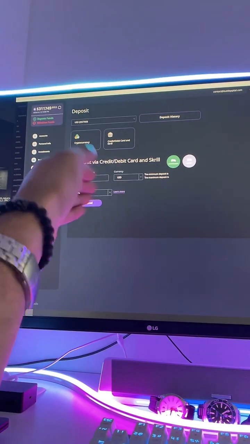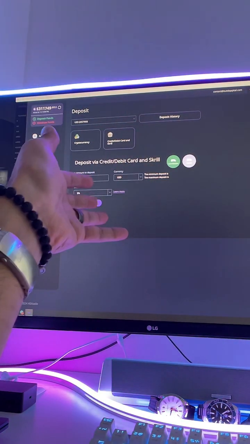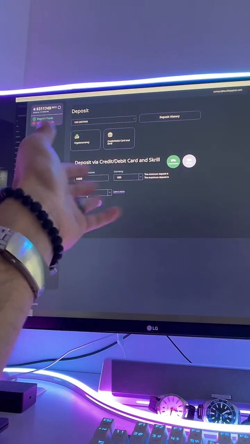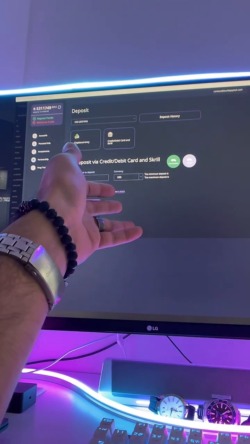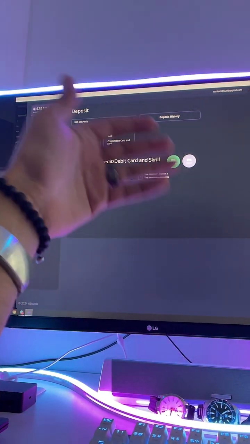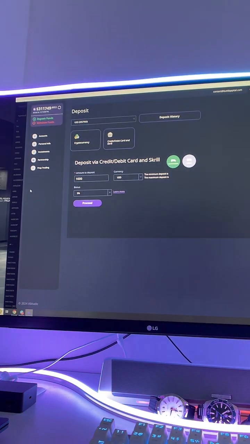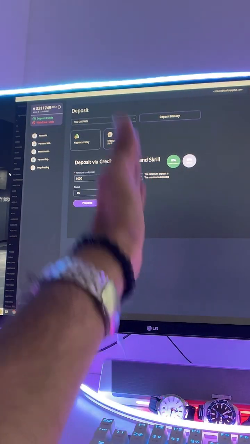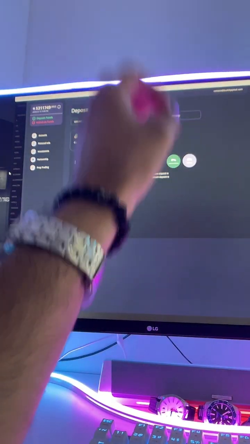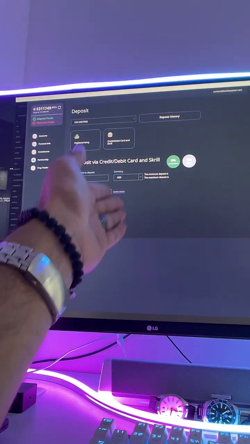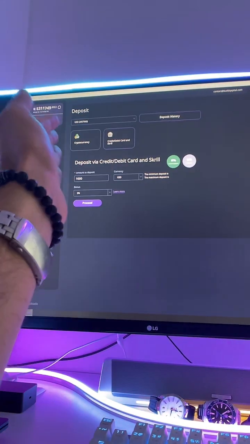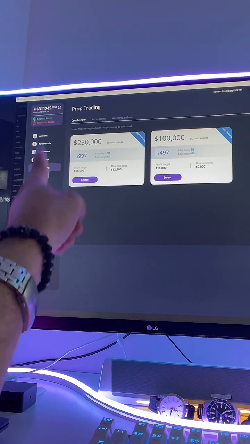Now, let's say you were to deposit, for example, $10,000, you get $500 just as a bonus. And let's say you were to do $1,000, you would get $50 as a bonus, which is not bad at all. And I know a lot of people are looking for prop firms. If you're looking for prop firms, why would you go anywhere else? Because right here they have prop trading.